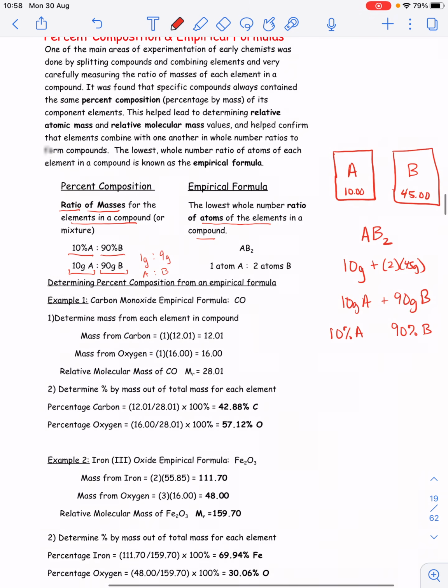So percent composition and empirical formulas are very closely linked, and they often show up in questions together. Typically, you start with the percent composition information, which is information about mass, and you convert it to an empirical formula, which gives you a ratio of the atoms or the moles of elements in a compound.